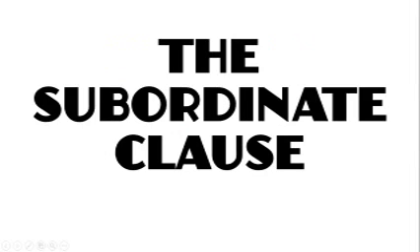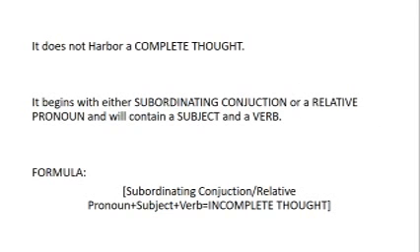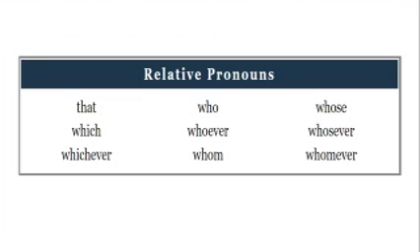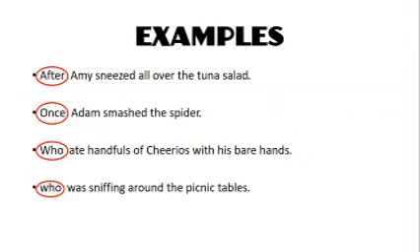Now let's talk about the subordinate clause, or the periphery. The subordinate clause does not harbor a complete thought. It begins with either a subordinating conjunction or a relative pronoun and will contain a subject and a verb. Now the formula is subordinating conjunction or relative pronoun plus subject plus verb equals incomplete thought. Now we have provided a table of subordinating conjunctions and relative pronouns. Here are sentences with incomplete thoughts.